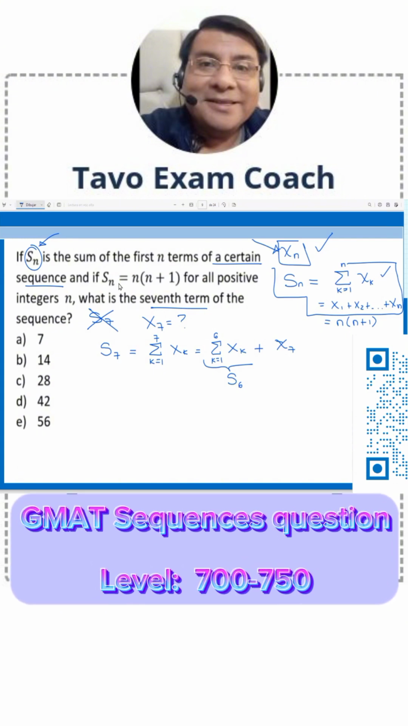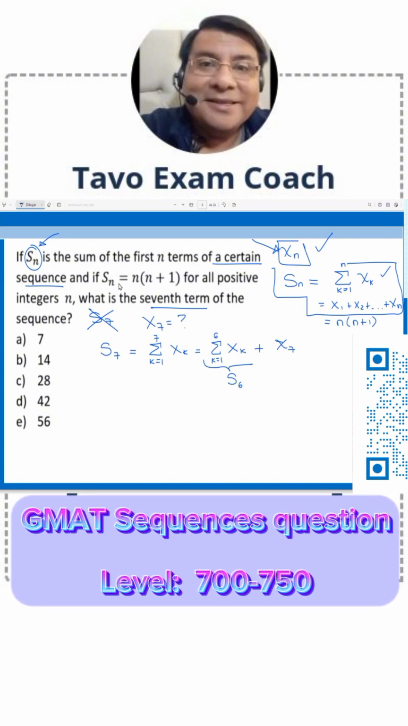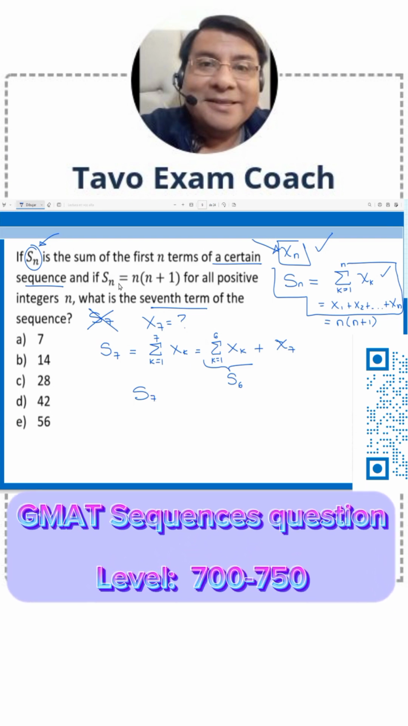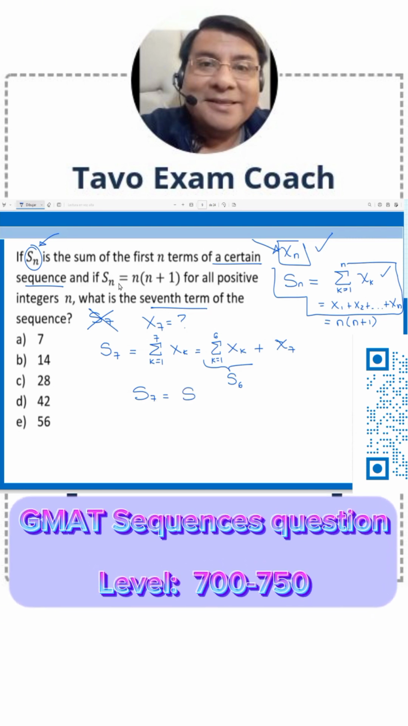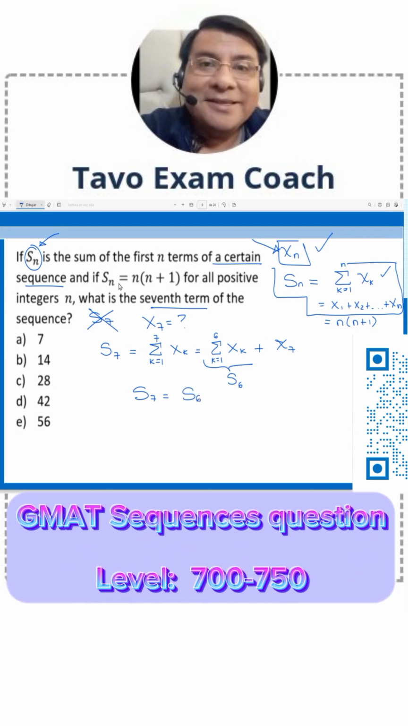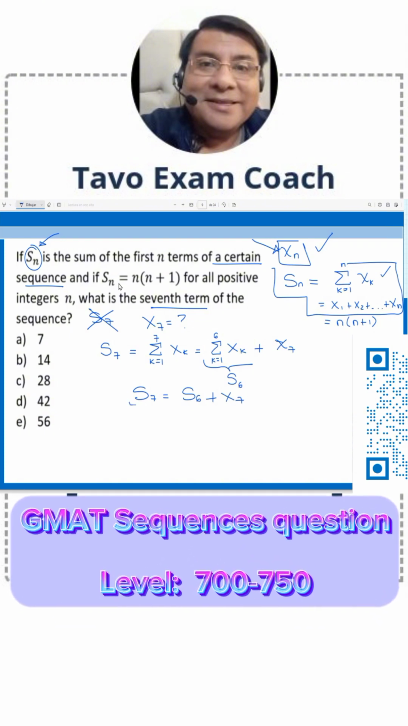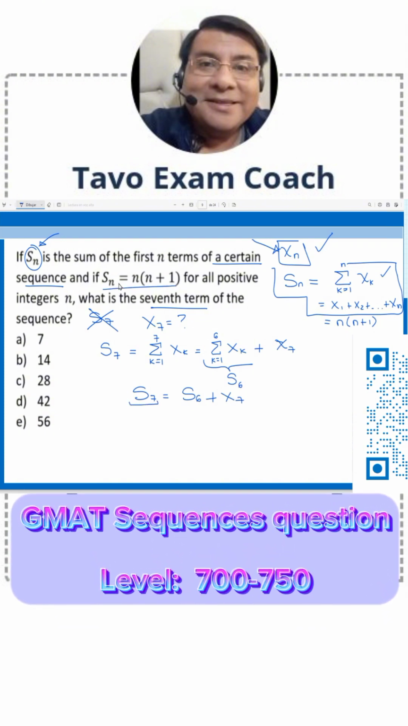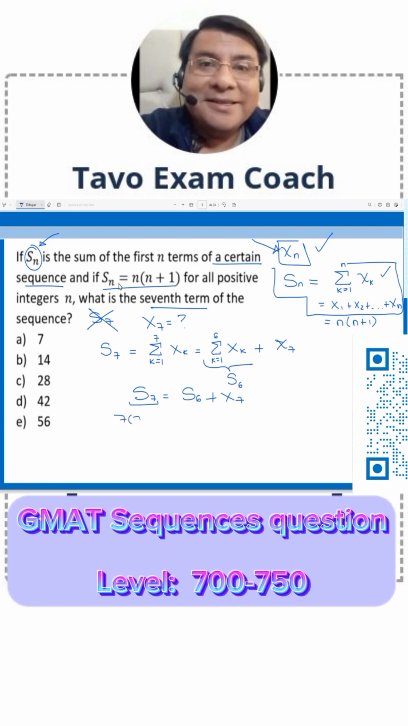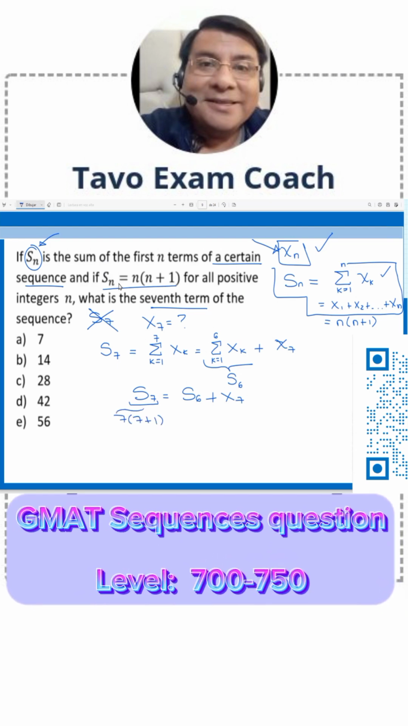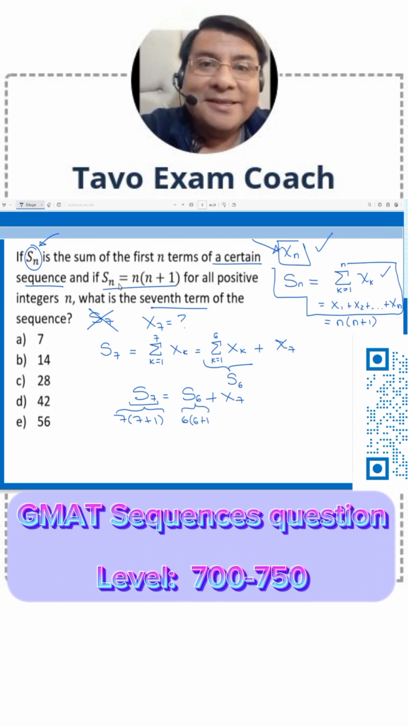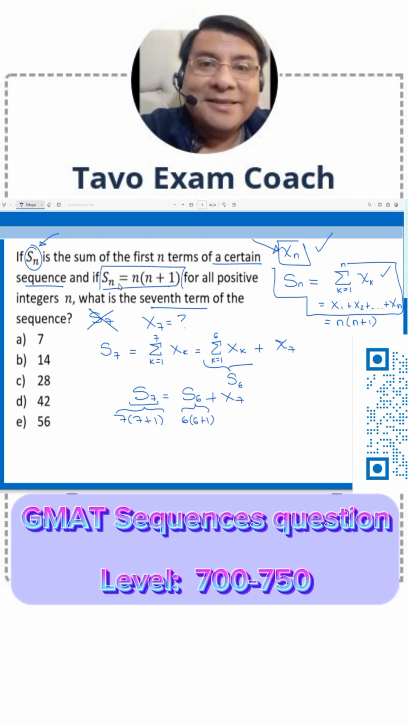So what do we have here? We have the following relationship. The sum of all first 7 terms in the sequence X is the same as the sum of all first 6 terms plus the 7th term. How do we calculate this one? Using this formula. This would be 7 times (7 plus 1), and this would be 6 times (6 plus 1), according to the formula given here.